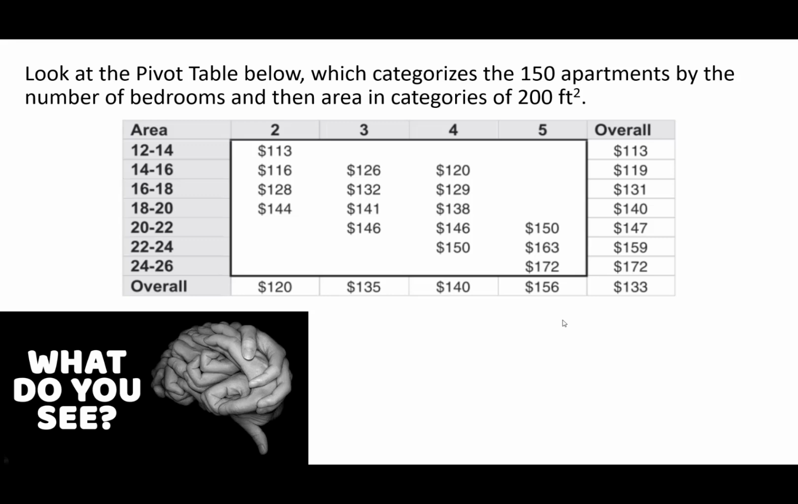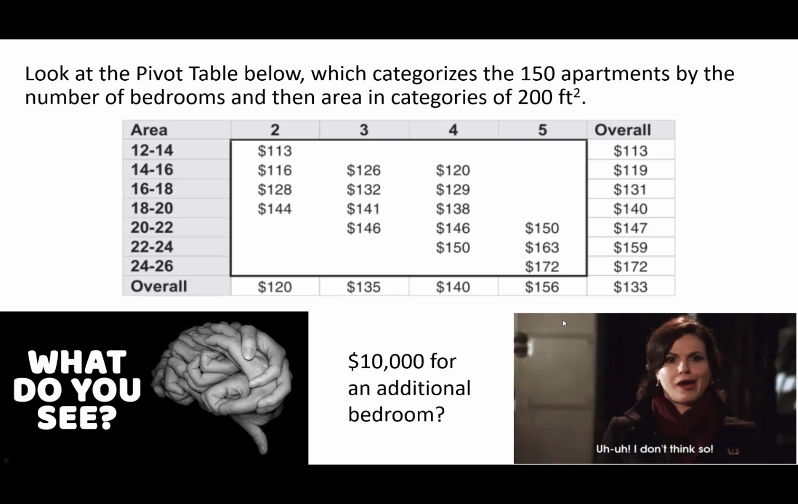Well, just take for example the area of 14 to 16. It goes up by $10,000 when you go from 2 to 3 bedrooms, but then it goes down by $6,000 when you go to 4 bedrooms. If we stay in the 16 to 18 range, we go from 128 to 132, up by 4,000, 10, and then we go down by 3 to go from 3 bedrooms to 4 bedrooms. So, is it really true that you get an extra $10,000 for an additional bedroom? I don't think so.